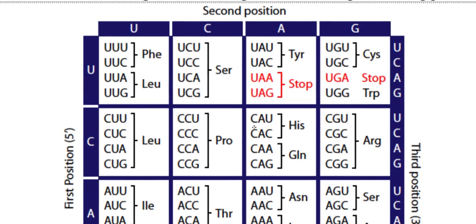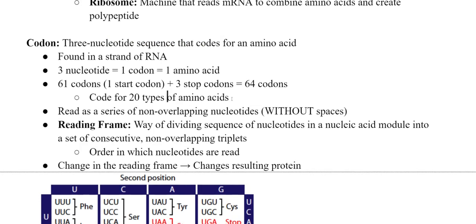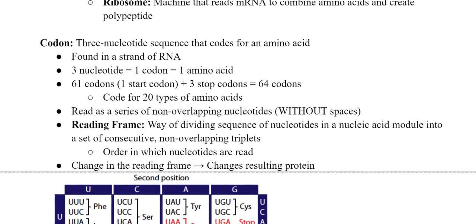So if you see here, CAU, this is a codon, but C here is a nucleotide. Three nucleotides equals one codon, CAU, which also equals this thing, which is an amino acid, HIS, not Handong International School, no. HIS, this is an amino acid. Now, three nucleotides make one codon. Like I said, three nucleotides make one codon, which makes one amino acid. And these things are found in RNA.